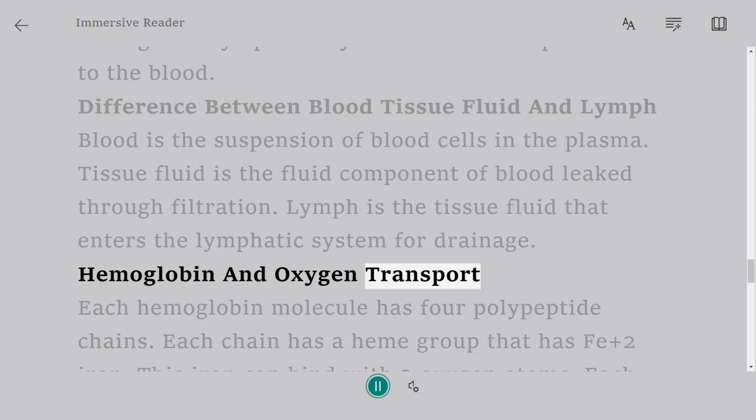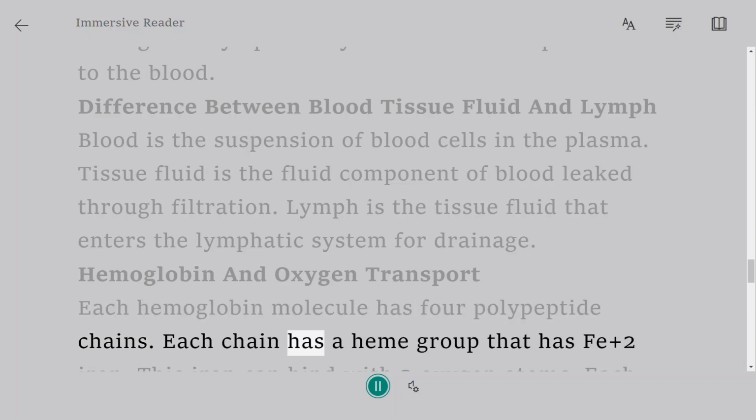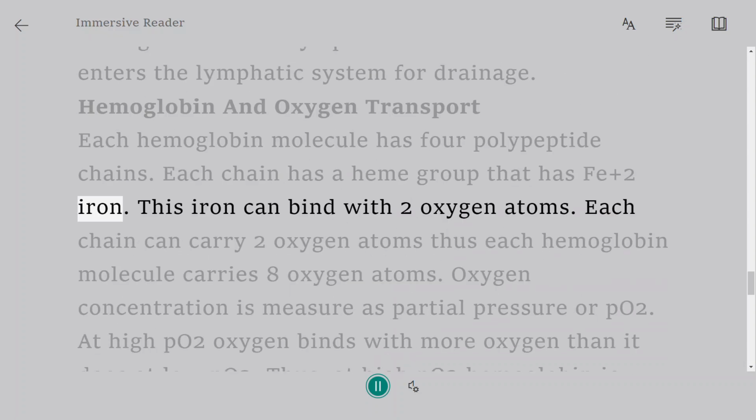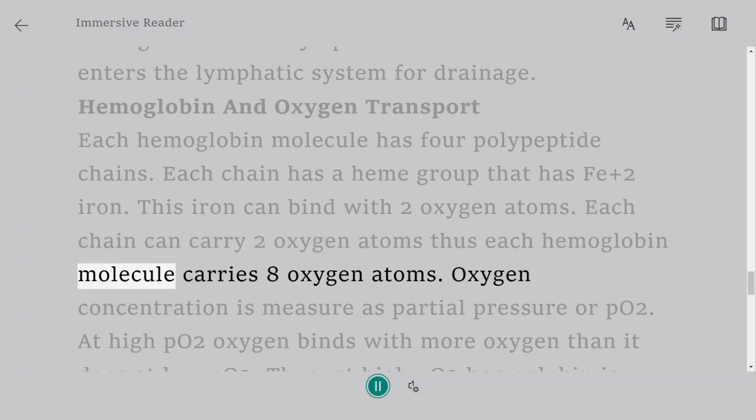Hemoglobin and oxygen transport. Each hemoglobin molecule has 4 polypeptide chains. Each chain has a heme group that has Fe2+ iron. This iron can bind with 2 oxygen atoms. Each chain can carry 2 oxygen atoms, thus each hemoglobin molecule carries 8 oxygen atoms.